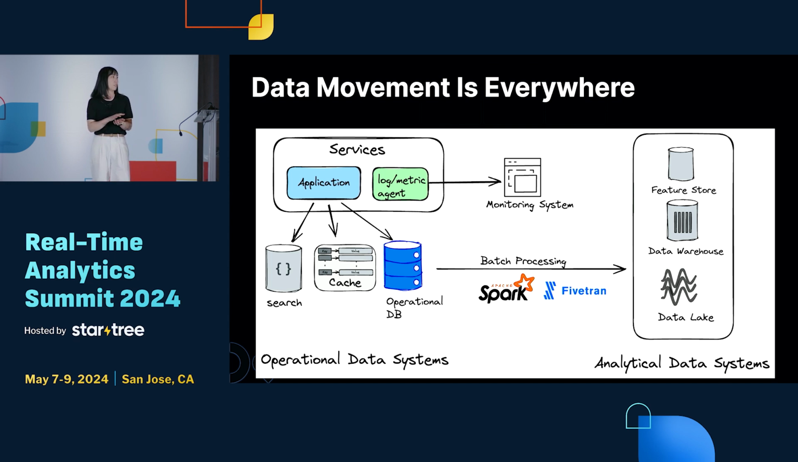So traditionally, the data movement from the operational database to the analytical plane is through batch processing. Spark and Fivetran are very popular systems there. Even in this diagram, you can see data is moving from the application to three operational data stores. Logs and metrics get moved to observability systems. And you see data moving from the operational data systems to analytical data systems. So it's just everywhere. The data is moving all the time through different systems.